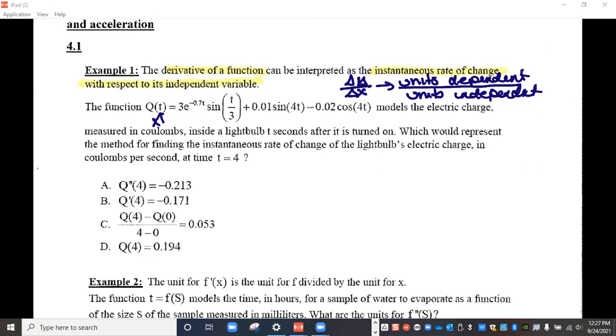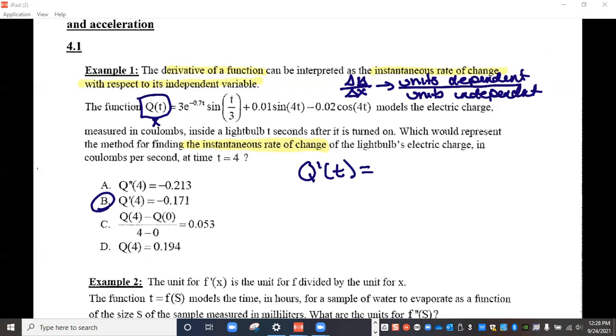So we're talking about a function modeling electric charge, in coulombs, inside of a light bulb after t seconds when it's turned on. The question is simply asking what would represent a method for finding the instantaneous rate of change. Remember, that's just our derivative. So since I'm given the function Q of t, the instantaneous rate of change is just going to be Q prime of t. And there's only one answer choice that represents that derivative, which has to be choice B.